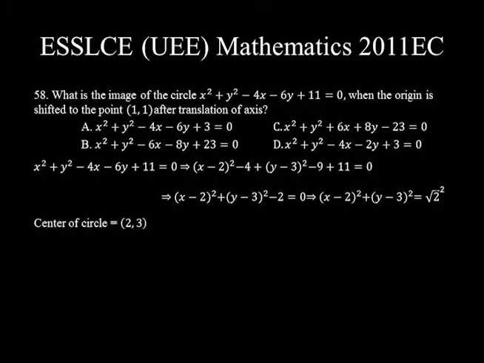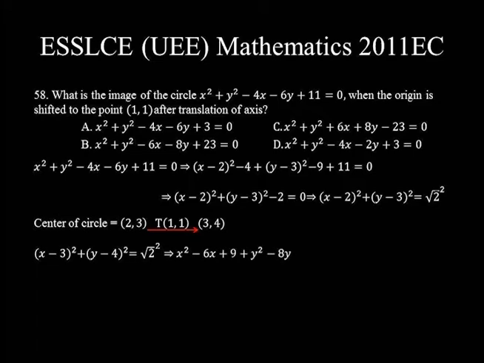If we translate 2, 3 by 1, 1, we will find 2 plus 1, that's 3, 3 plus 1, that's 4. So the equation of the new circle becomes x minus 3 the whole square plus y minus 4 the whole square is equal to root 2 square. This implies x square minus 6x plus 9 plus y minus 4 the whole square means y square minus 8y plus 16 is equal to square root of 2 square is 2. If we bring 2 to the left of equality, it becomes negative 2, which is equal to 0.